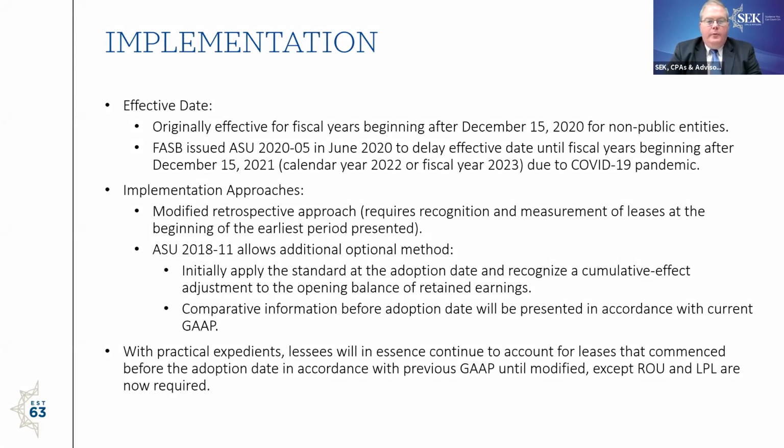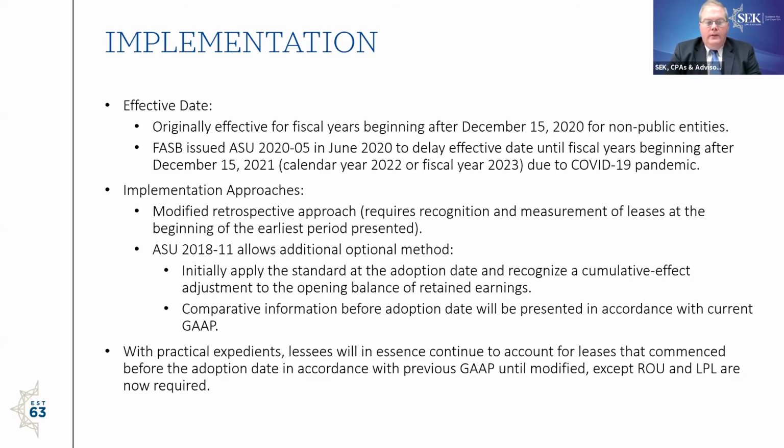The implementation approach does require a modified retrospective approach, which requires recognition and measurement of leases at the beginning of the earliest period presented. So what that would require is, if you implement this on January 1st, 2022, you would need to put your balance sheet information on for the leases, the assets and liabilities related to those leases. Then you would have to go back and recast 2021 to also include those assets and liabilities to be comparative.